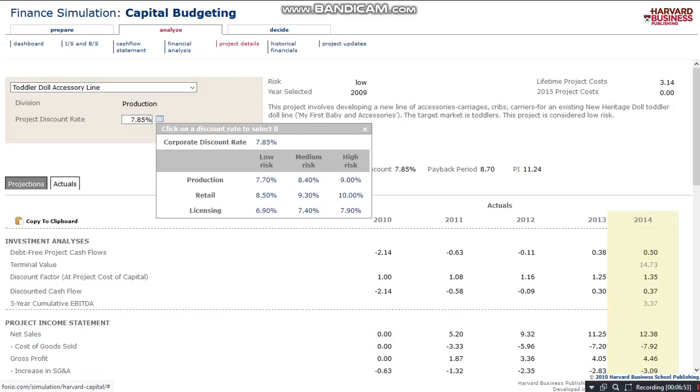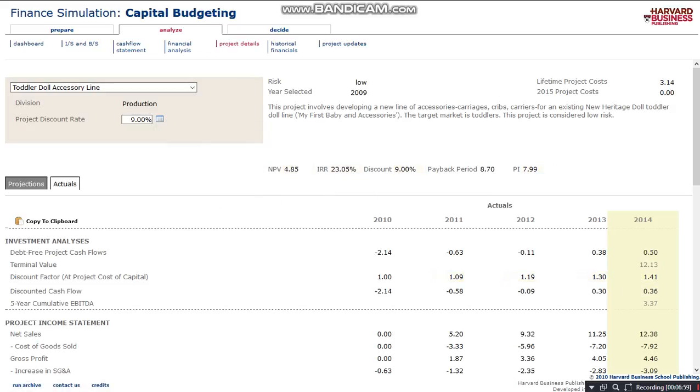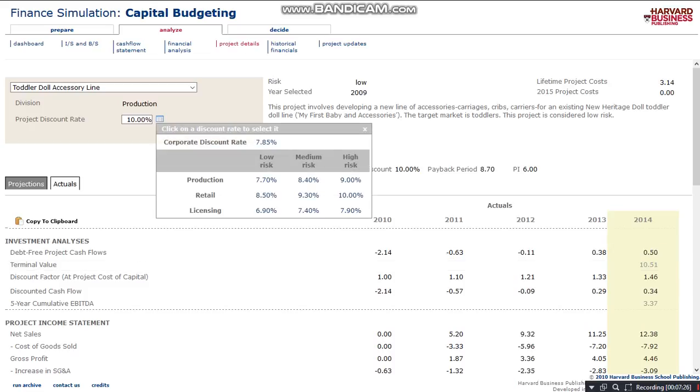So if I change this one to high risk, like 9.0%, and you don't have to make it just 9, I can still change it to like 10.00 and still see the number. So if I make the discount rate higher, you can see the number changes from the PI earlier, which I think was around 11 something, and right now it's only 6.0. So just mess around with this one a bit and see what the project would be like if we change the numbers.